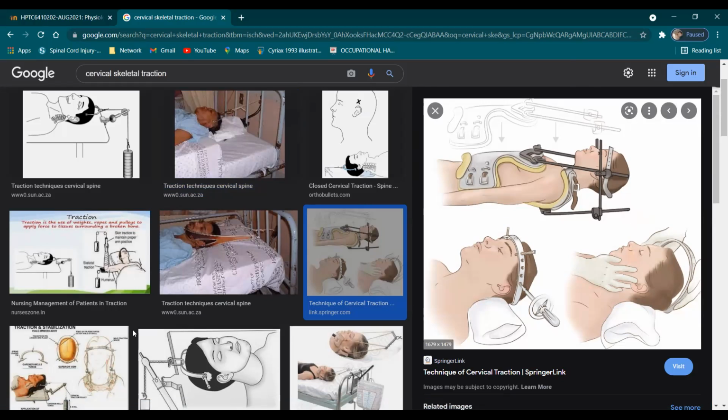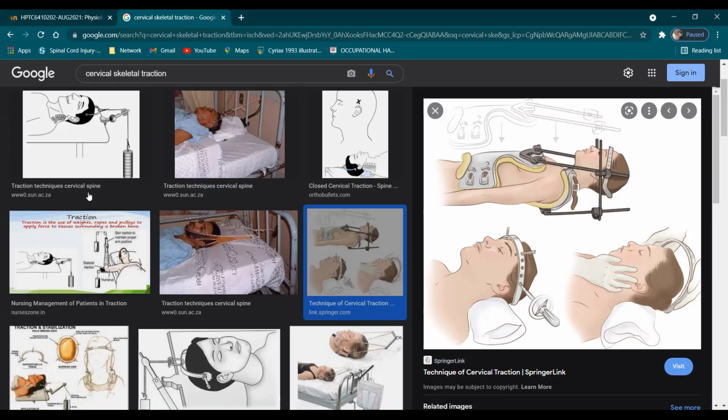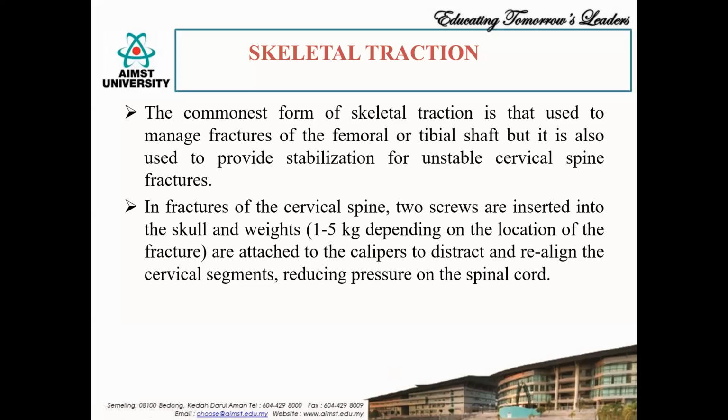These are all for stabilizing, but it's a little painful technique. Long back we didn't have much option, so they used it this way. So for unstable cervical spine fractures, we use stabilization like tongs, where the rods are inserted at the sides of the temporal fossa. That's why I told you 2 screws are inserted into the skull, and weights of 1 to 5 kg, depending on the location of the fracture, can distract it.